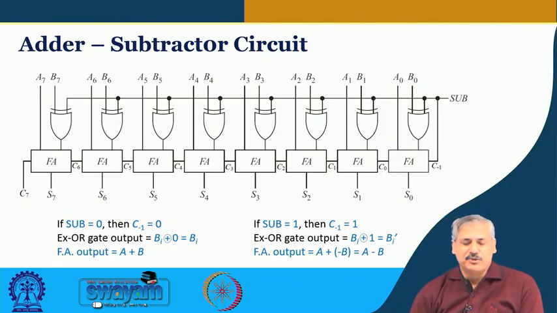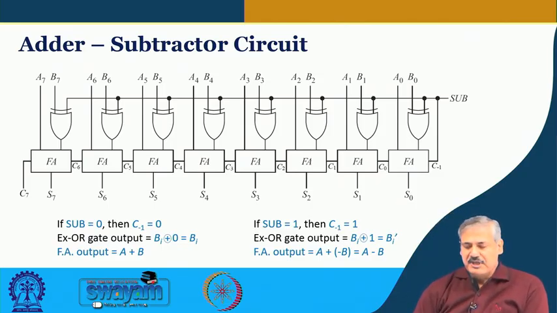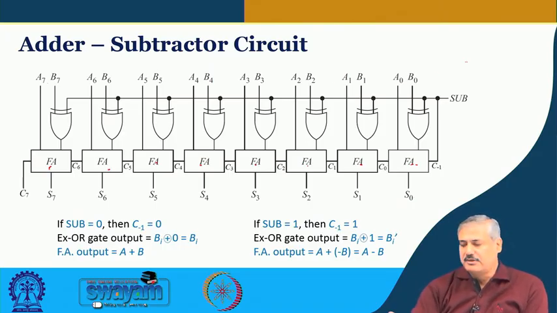Now, we look at how we can get both addition and subtraction within the same arrangement, the same framework. For that, we have placed an example of an 8-bit adder-subtractor. You have 8 full adders, one, two, three, four, five, six, seven, eight, and the numbers are A0 to A7 and B0 to B7. This is the way the numbers have been placed.